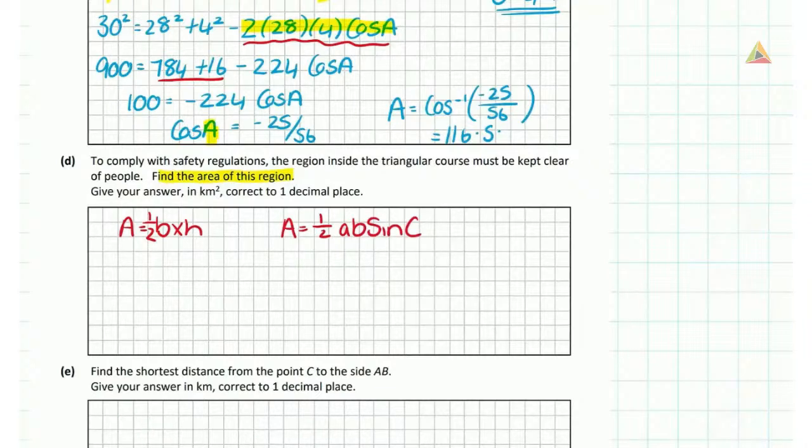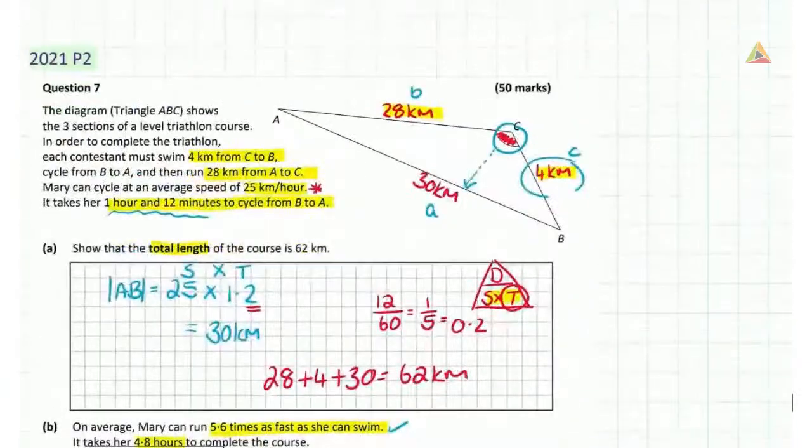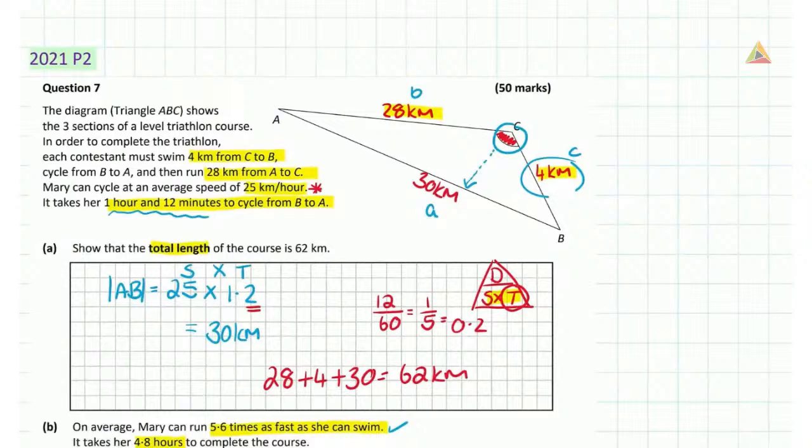It's half AB sine C, where A and B are any 2 sides, and the C, as you can see from the diagram on page 16 of your log table, has to be the included angle, the angle in the middle. Okay, so if we just go back up to our diagram, just tidy this up a little bit, we're going to decide which of those formulas we're going to use.